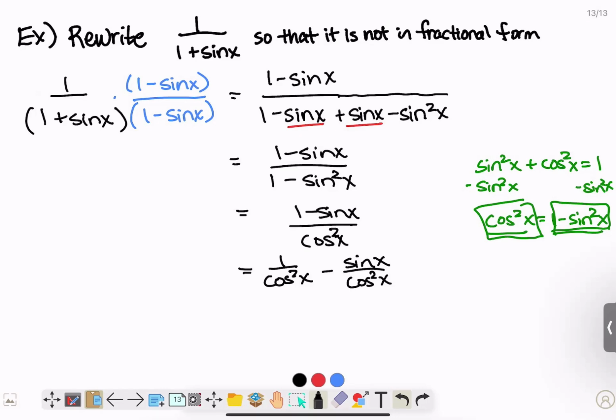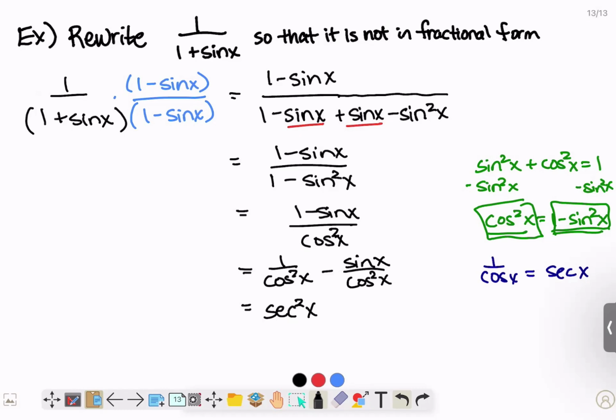Okay, so now I'm going to look at each of these fractions individually. Can I simplify it? 1 over cosine squared. I have an identity that says 1 over cosine is secant. So what I have here is secant, but it's squared because I got cosine squared. If you need to, you could separate it again. You could write it as 1 over cosine times 1 over cosine, if that helps you see that this would be secant squared.